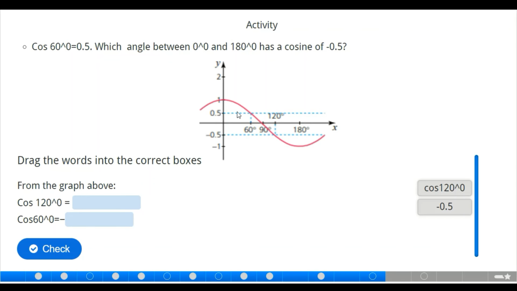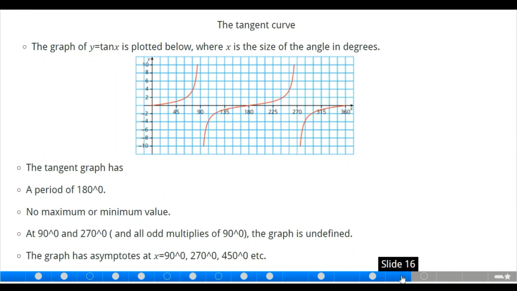Also, cos 120 is minus 0.5. So we can now say that cos 60 equals minus cos 120, because minus cos 120 will give us minus times minus 0.5, and minus times minus will give us plus, and that makes it cos 60 degrees.